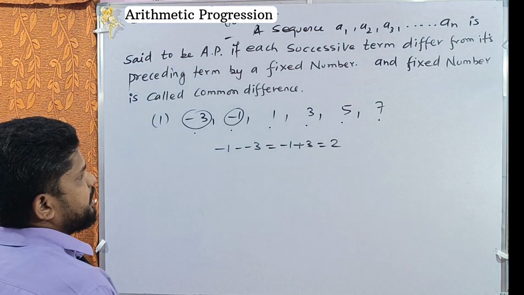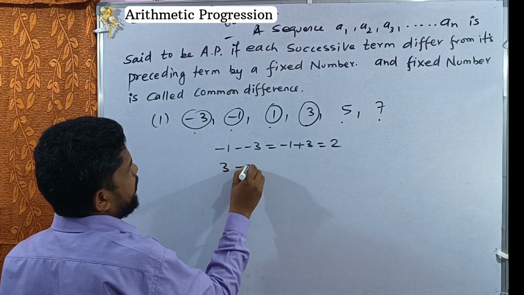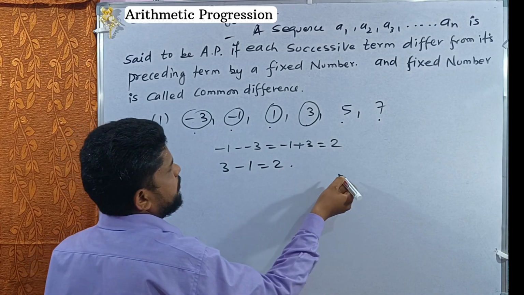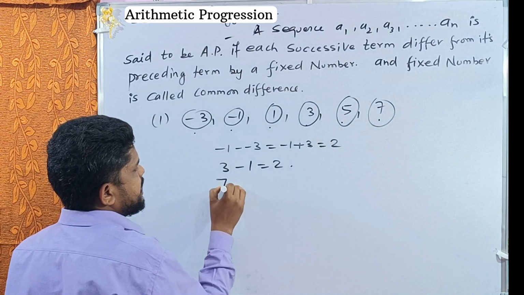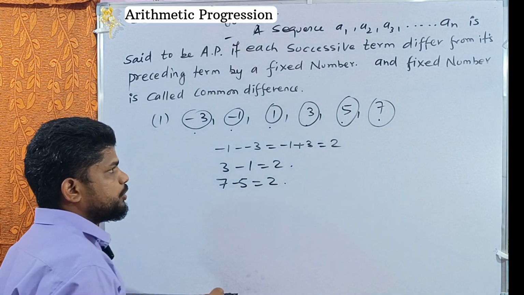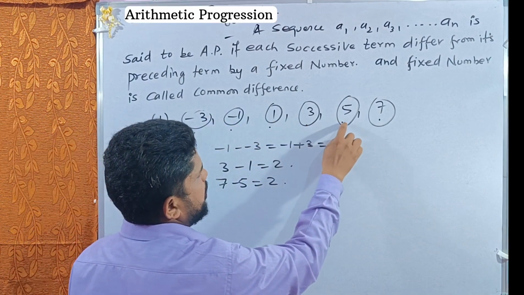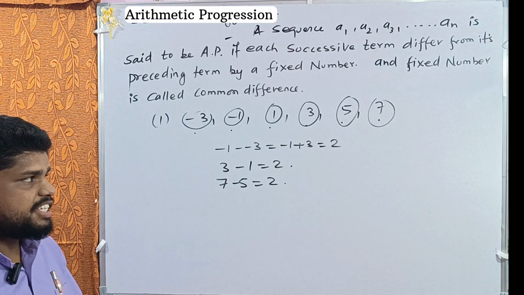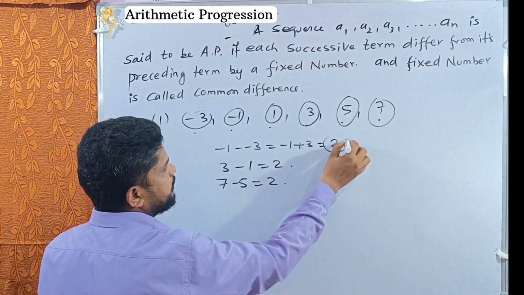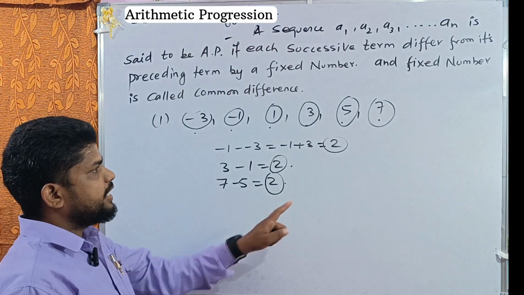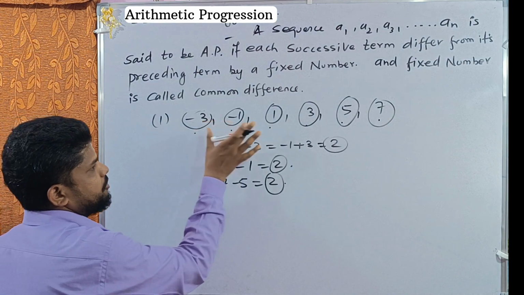Okay, so if I take the fourth term and third term, here also the difference is 3 minus 1, which is 2. If I take this sixth term and fifth term, here also the difference is 7 minus 5, which is again 2. So you can see in this sequence, which is -3, -1, 1, 3, 5, 7, each successive term differs from its preceding term by a common number, which here is 2. So this 2 is known as the common difference of this sequence.